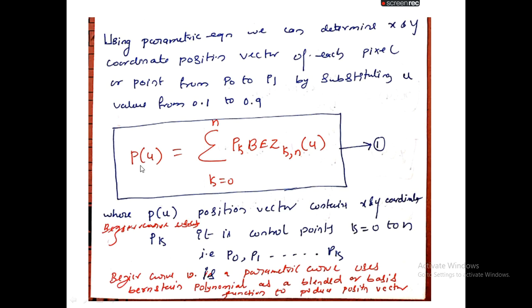So I said P of u is called the position vector. P of k is called the control points, and this BEZ is called the Bezier function or blended function in a parametric equation. We will discuss the blended or basis function in the next slide. Assume this is equation number 1, and this is called the Bezier curve equation.